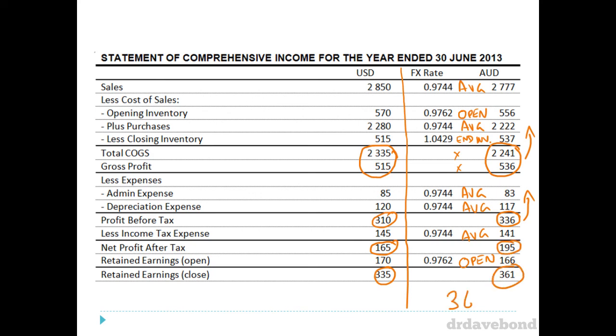So that 361 that you have at the end there, that's not just taking the 335 and timesing it by the closing rate. It's based on all the things that have happened before that, and then just coming up with the net sum of all of those.